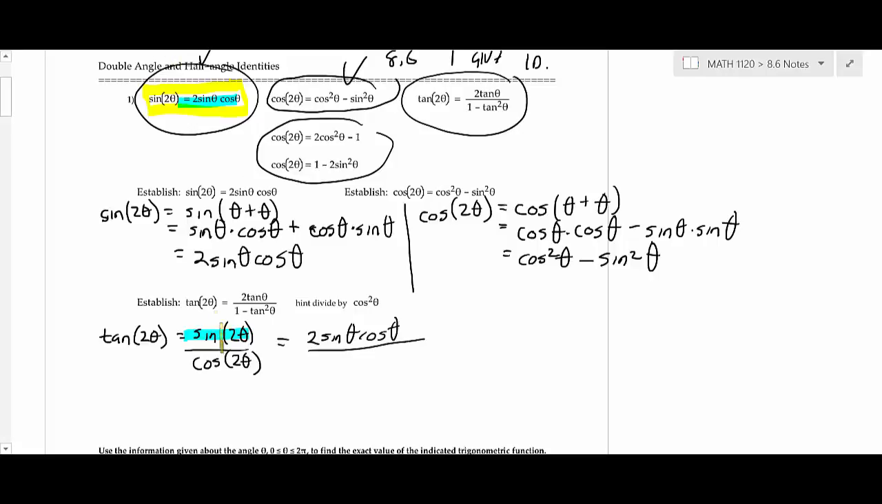Okay, now let's see. For cosine of 2 theta, let me think about this for a minute. I want to use this one. So we're going to use this one. Okay, so replace the cosine of 2 theta with 1 minus 2 sine squared theta. See, that cosine 2 theta identity has 3 forms of it, but they're all mathematically equivalent, okay? All right, now what I'm going to do is I'm going to do this then, okay?